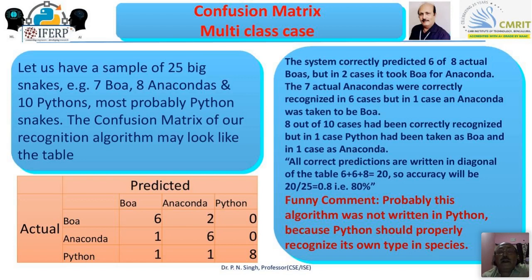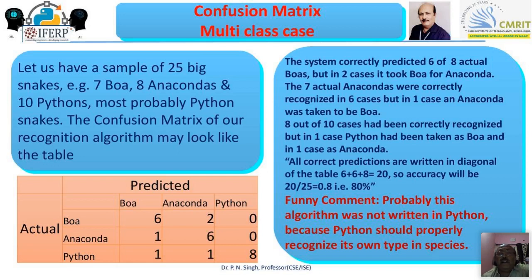The system correctly predicted 6 of the actual boas, but in 2 cases it took boa for anaconda. The actual anacondas were correctly recognized in 6 cases, but 1 case has gone to the boa. And 8 out of 10 pythons had been correctly recognized, but in 1 case python had been taken as boa and in 1 case as anaconda.